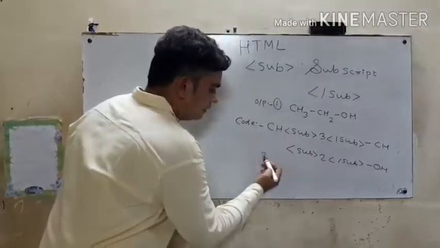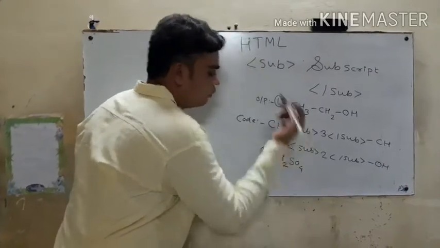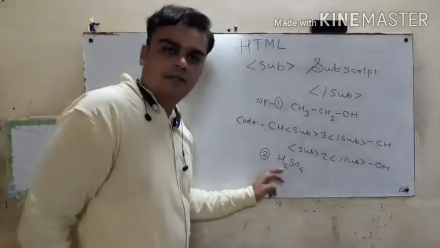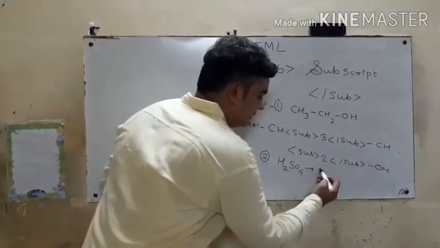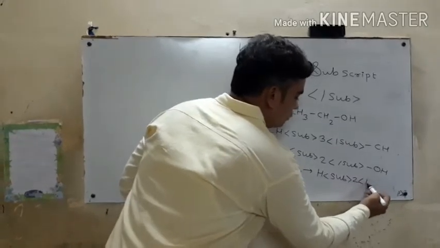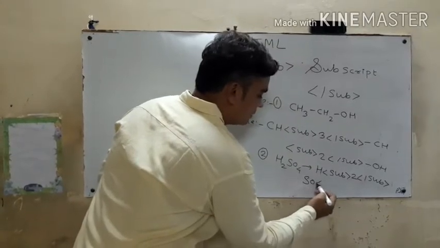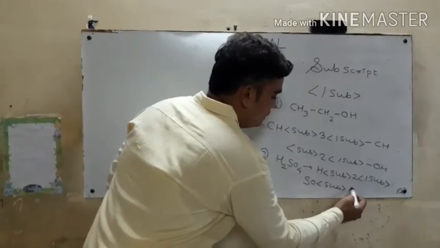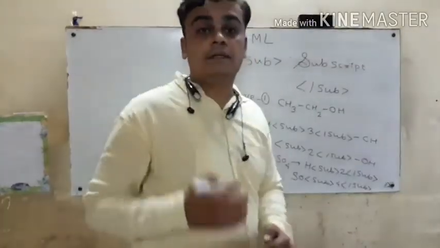We can also write the second example like this, H2SO4. So in this case 2 and 4 display at base level. So how can I write this? H, then I have to write SUB 2 /SUB, then SO, SUB 4 /SUB. Now we see the third example.